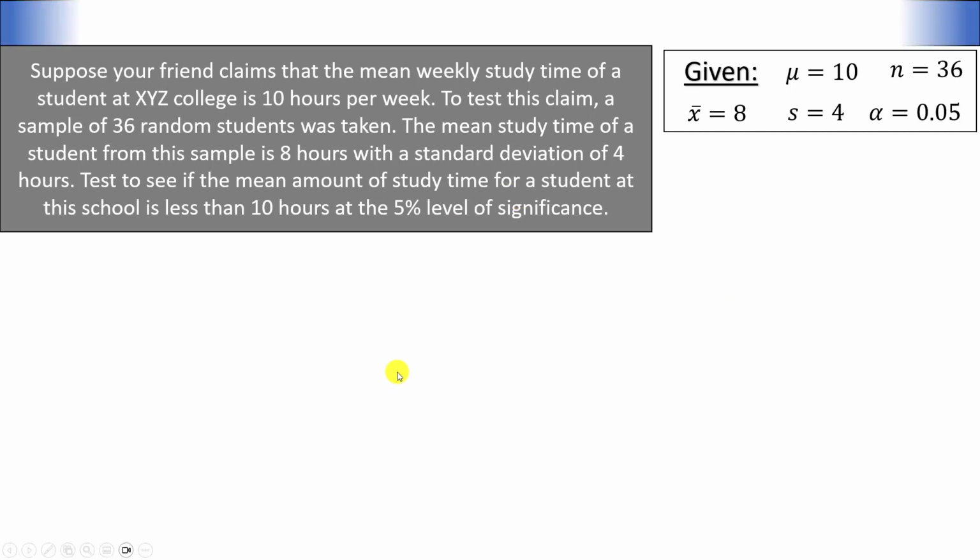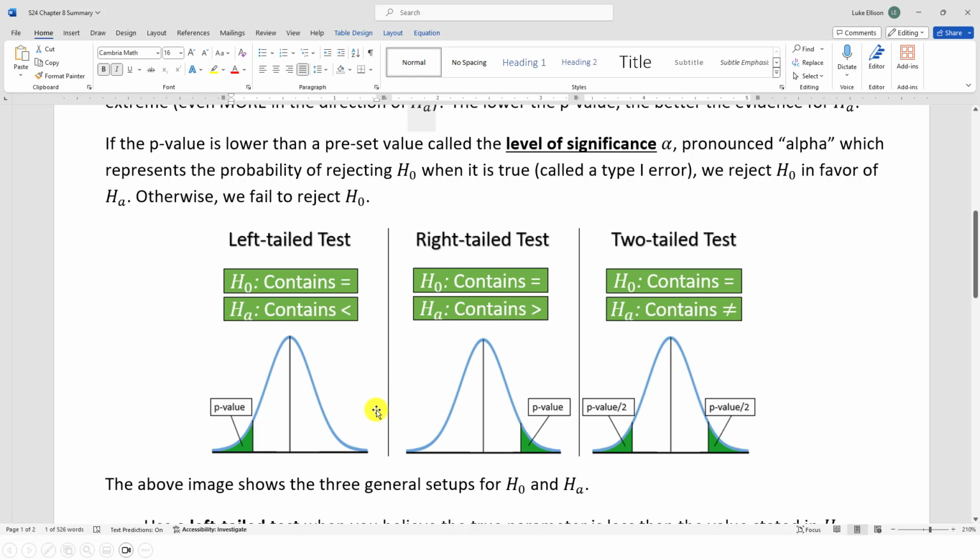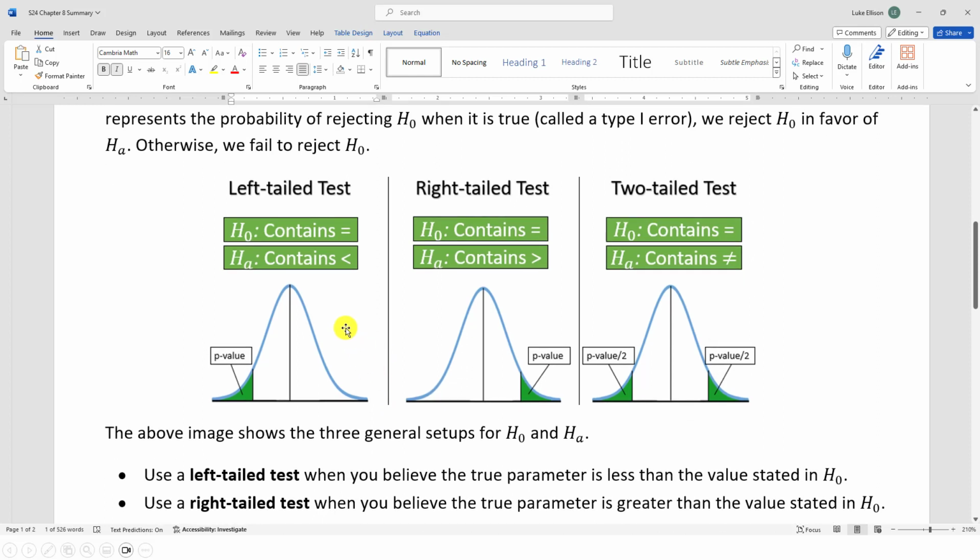At this point, we are ready to set up our null and alternative hypotheses. And once again, I want to bring you back to this handout here. Remember that our null hypothesis should always contain an equal to sign. And our alternative is going to be either a less than, greater than, or not equal to sign, depending on which of these three cases we have.